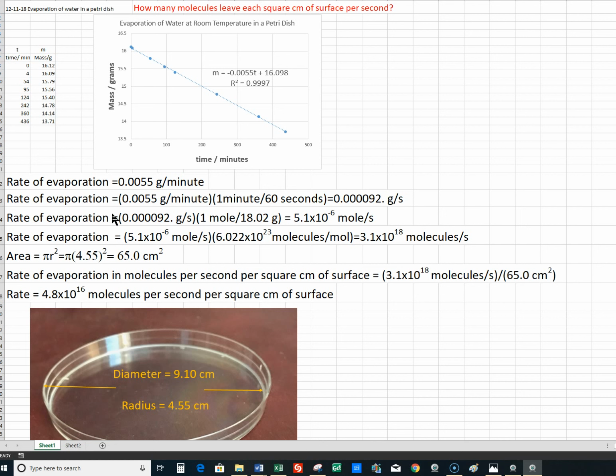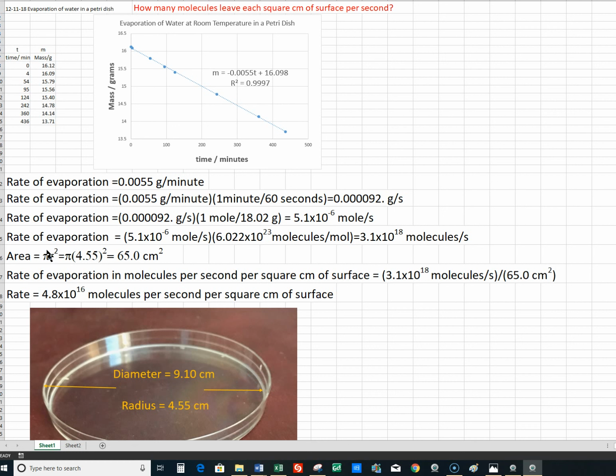Now, if I want to get the rate of evaporation in moles per second, I'm going to take the grams per second and convert that to moles by multiplying by 1 mole. For water, it's 18.02 grams per mole. And I get 5.1 times 10 to the minus 6 moles per second. Moles of water are leaving the surface of this petri dish every second.